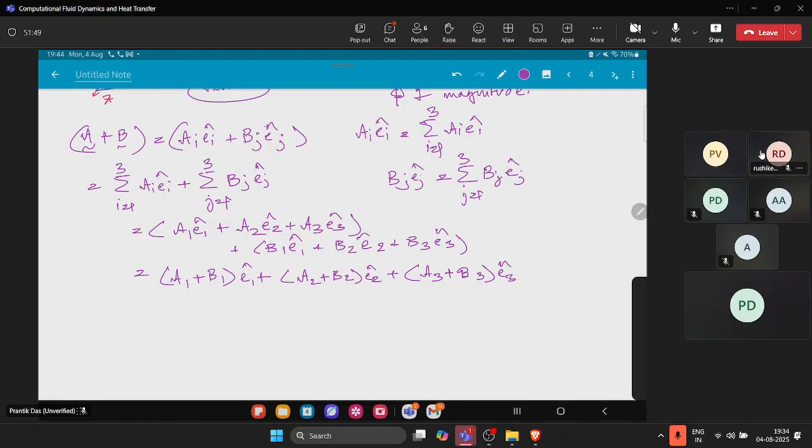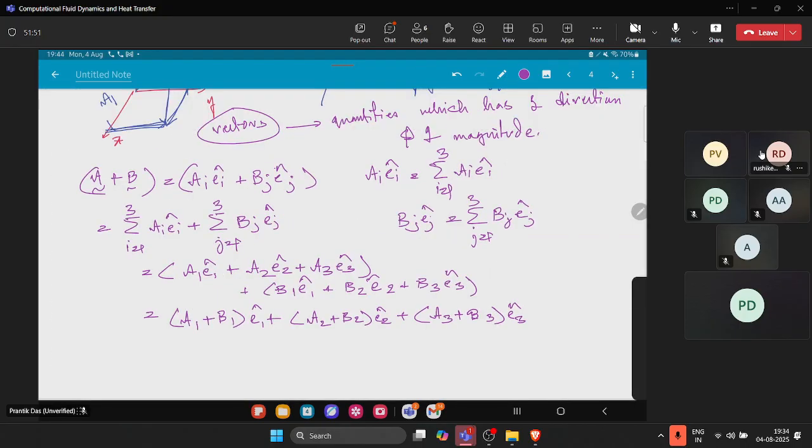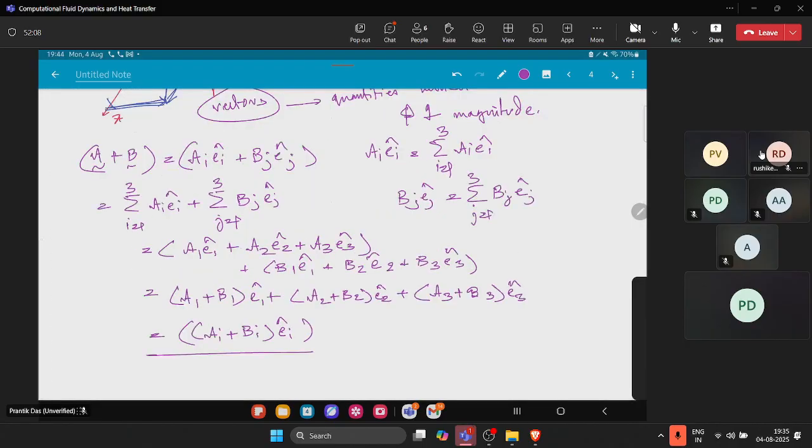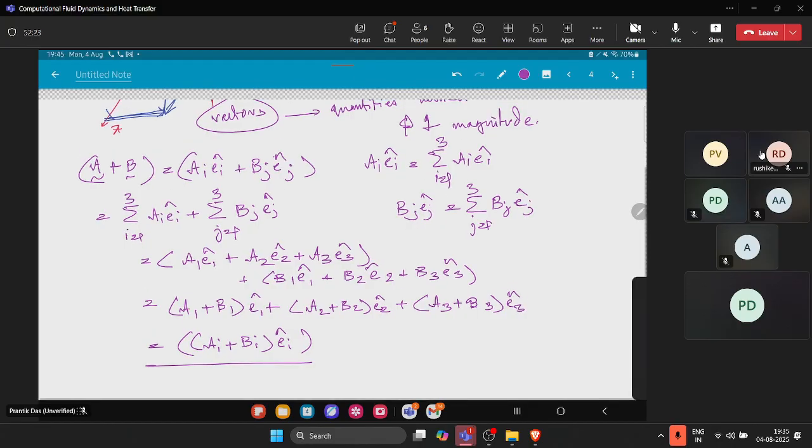Okay. So now, if I write it in index notation, it will be AI plus BI times EI cap. Okay. So those components will be added where I equals J. The coefficient of the x unit vector will be added with x, the coefficient of the y unit vector with the y unit vector, and the coefficient of the z unit vector with the z unit vector. That's how it works. Okay.